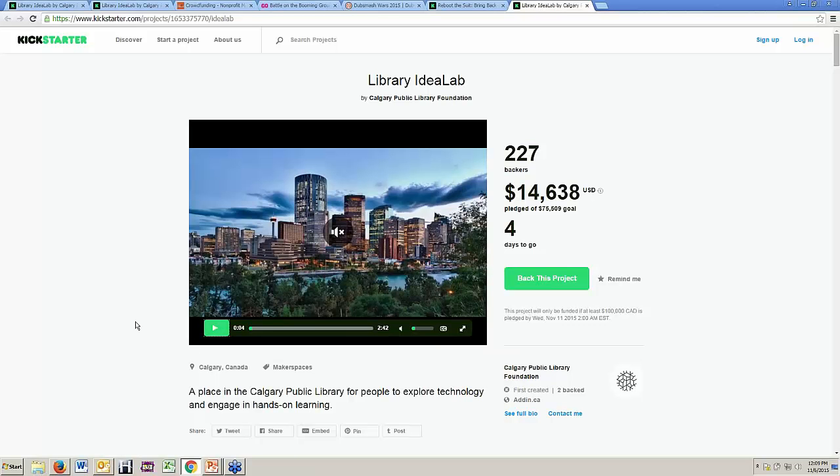So you can kind of see in the top right, we have their funding goal, which is $75,000. Since this is from Canada, they have that $509 in there because of the difference between Canadian dollars and American dollars. But they've raised $14,000 from over 200 backers, and they still have 4 days to go. So if you're interested in backing this, there's still time.